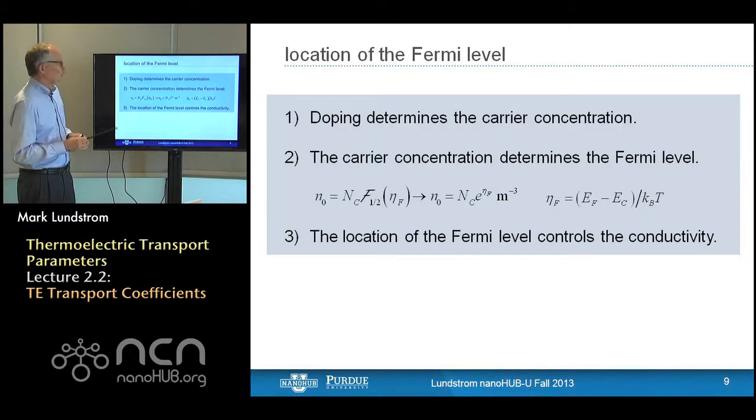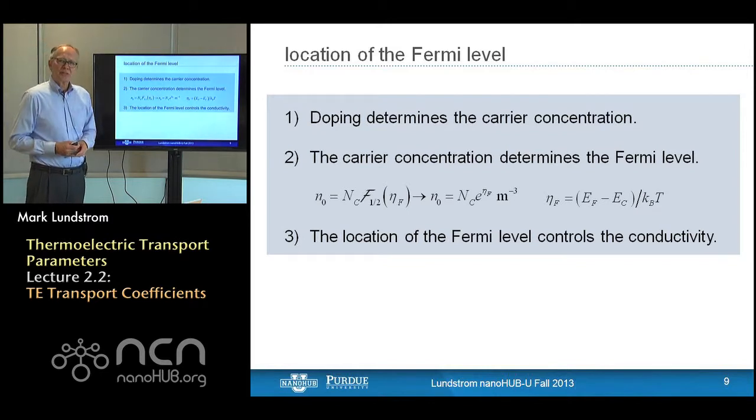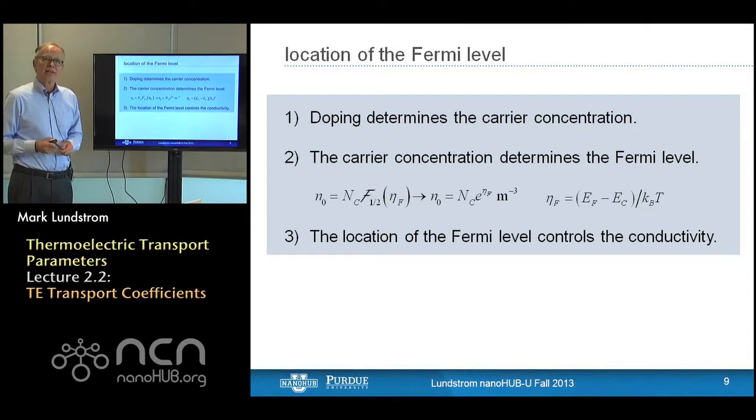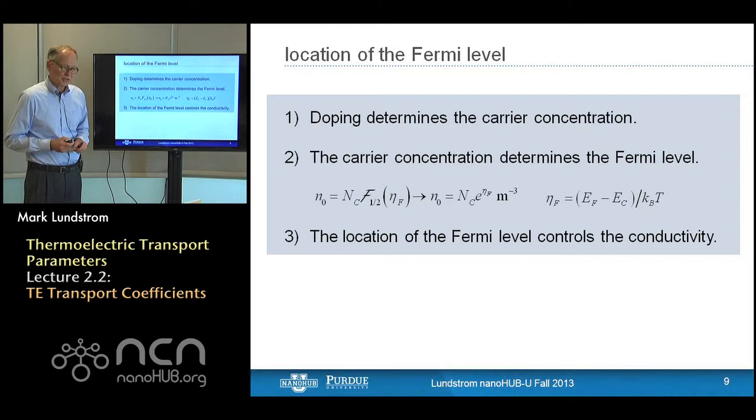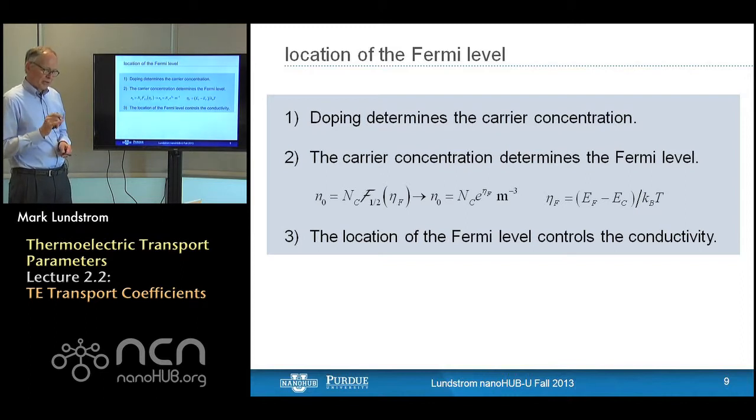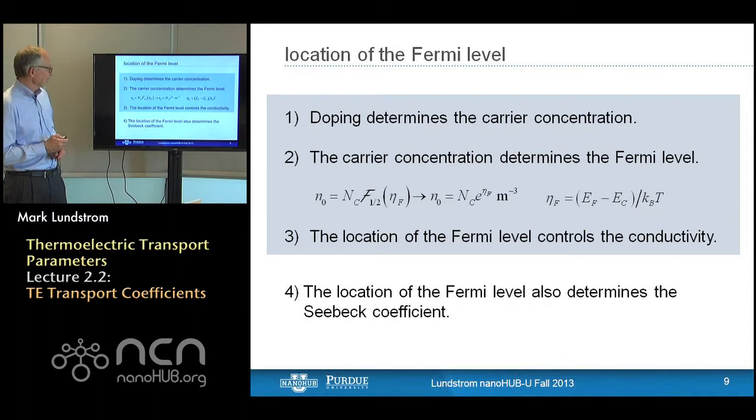So once we know the doping, we know where the Fermi level is. The doping determines the Fermi level. If we know the carrier concentration, we can deduce what the Fermi level is. And the location of the Fermi level determines the conductivity, and also determines the Seebeck coefficient and the other thermoelectric coefficients. So it's very important for us to deduce where the Fermi level is in an experimental situation.